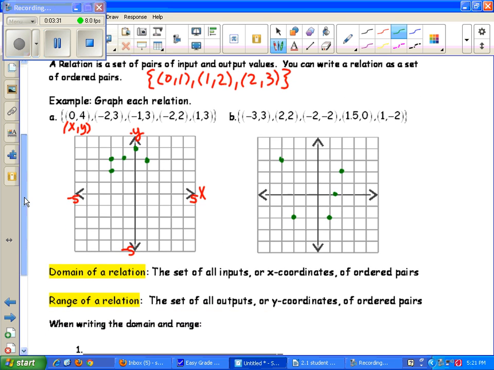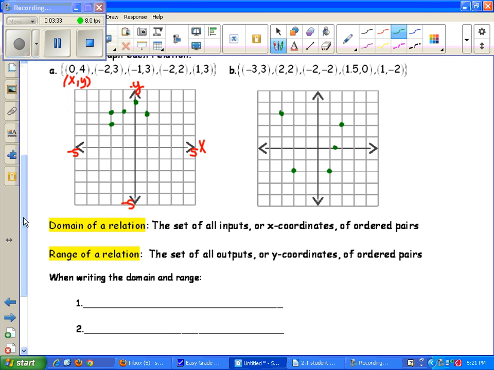The next thing we want to talk about is the domain of a relation and the range of a relation. The domain of a relation is the set of all inputs or x coordinates of the ordered pairs. Make sure you write that down. And then the range of a relation is the set of all outputs or y coordinates of ordered pairs. Make sure you write that down too.